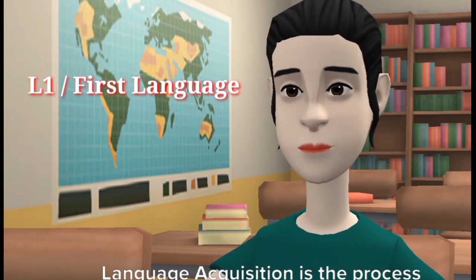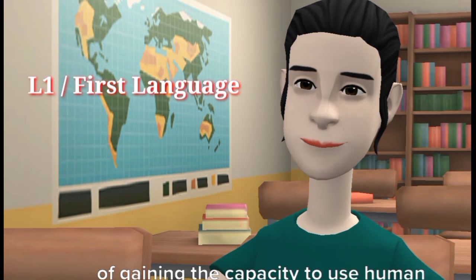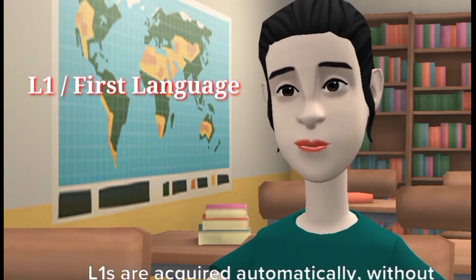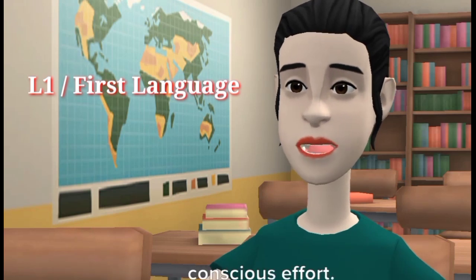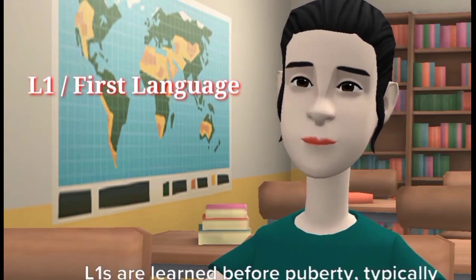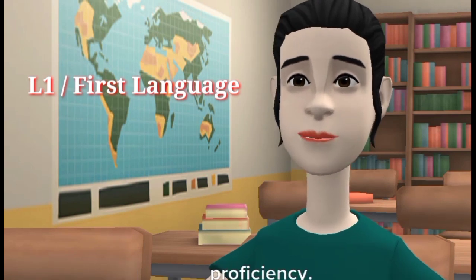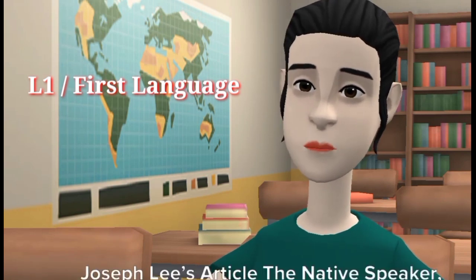First language acquisition is the process of gaining the capacity to use human language, where previously no such capacities existed. L1s are acquired automatically, without conscious effort. L1s are learned before puberty, typically during infancy. An acquired L1 is known at native proficiency.